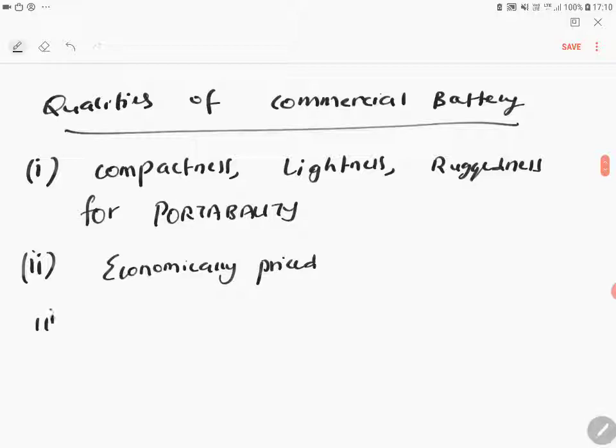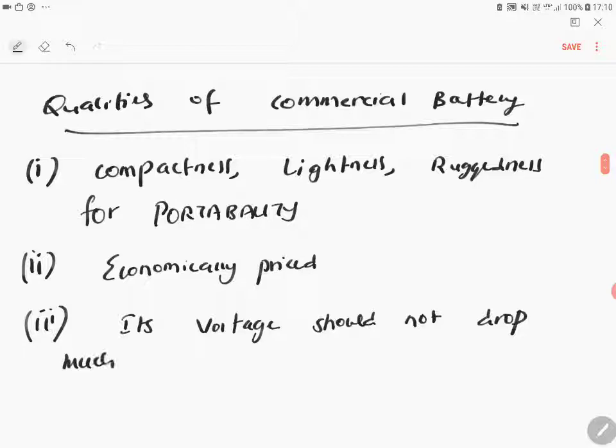Number 3, its voltage should not drop much during its usage.